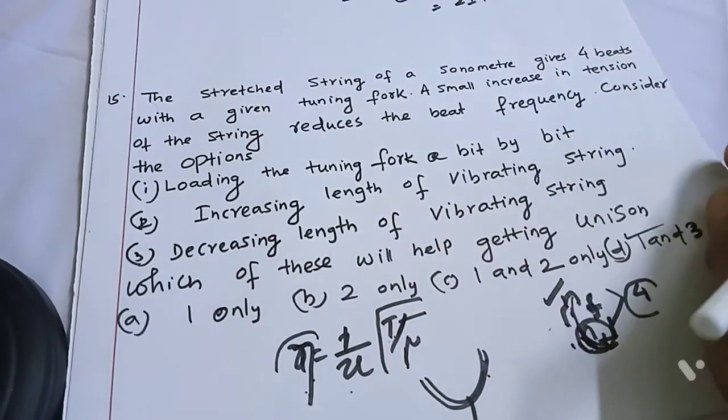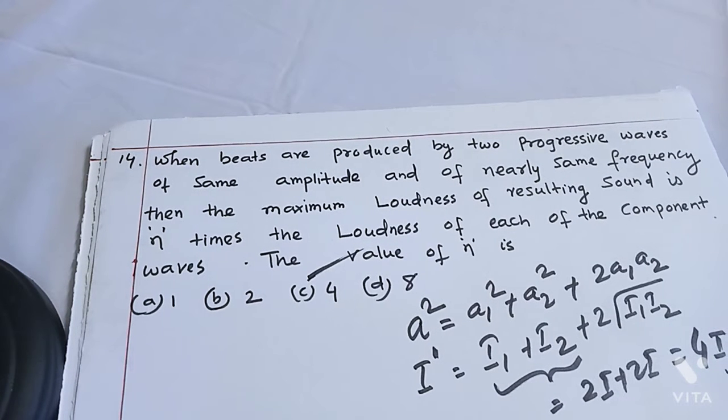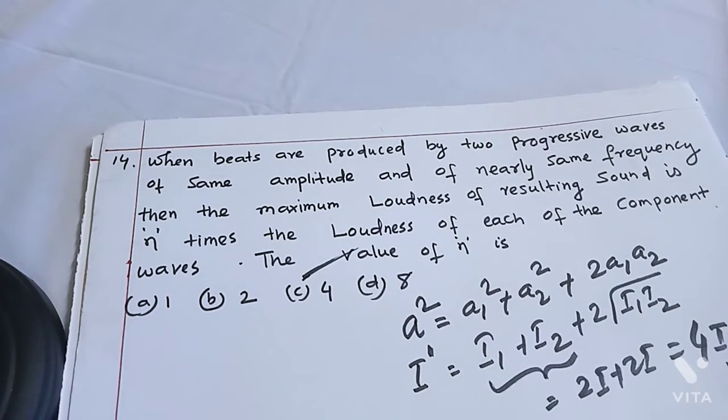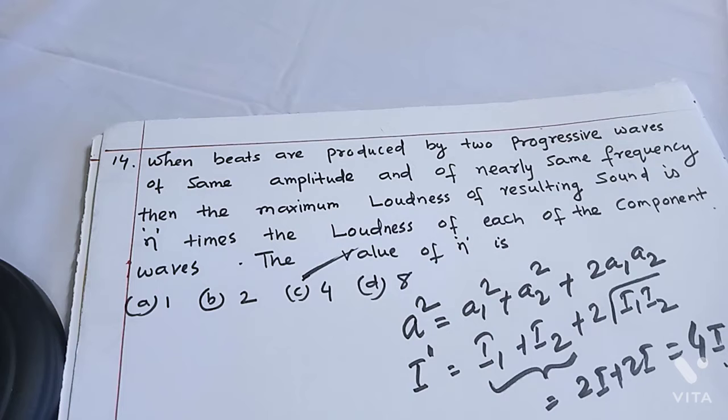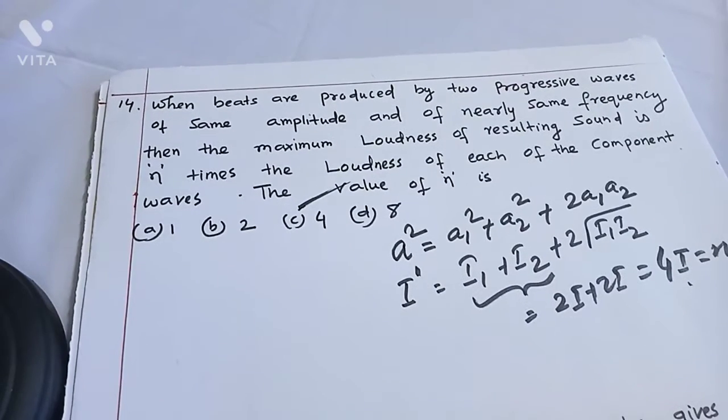Next question is, when beats are produced by two progressive waves of same amplitude and of nearly same frequency, then the maximum loudness of the resulting sound is n times the loudness of each of the component waves. The value of n is, choices are first choice 1, second choice 2, third choice 4, fourth choice 8.